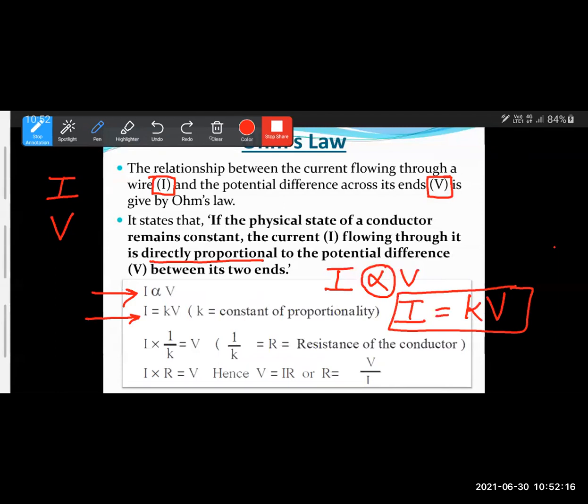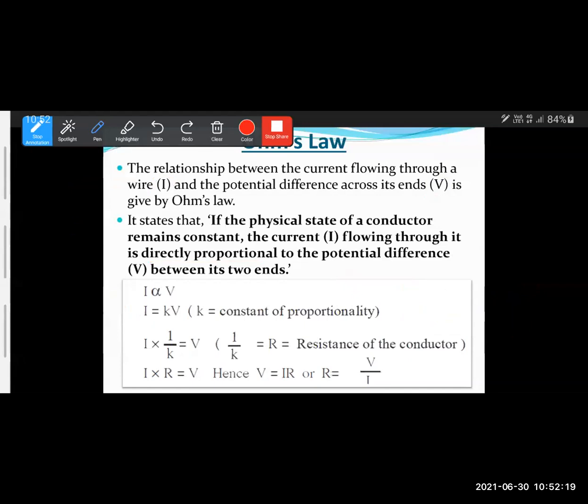Now we know that 1 by K is equal to R, which is the resistance of a conductor. So our equation that we had obtained earlier is what? I equals K into V, right? Now, if you rearrange this equation, if you take this K on the left hand side, what will happen? It will change as I equals K into V.